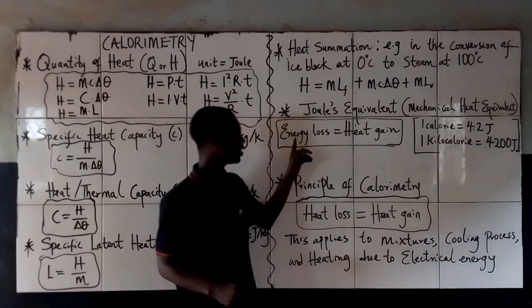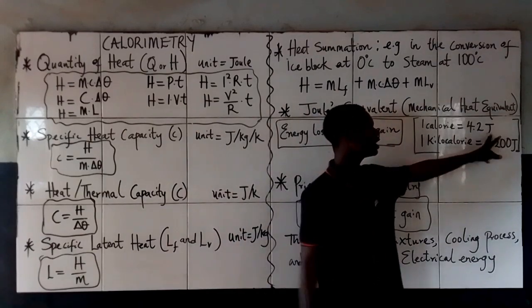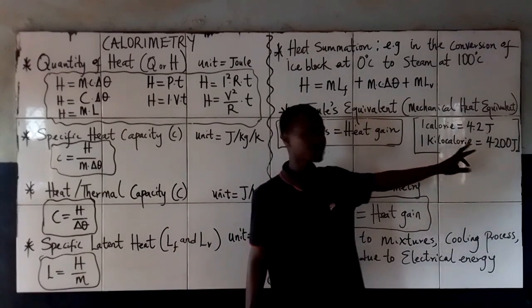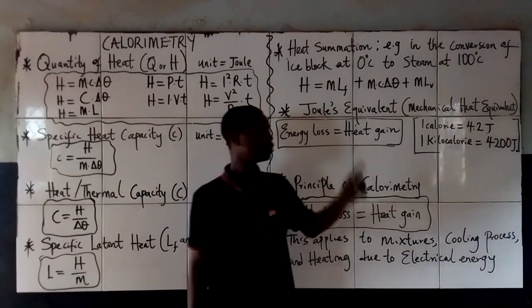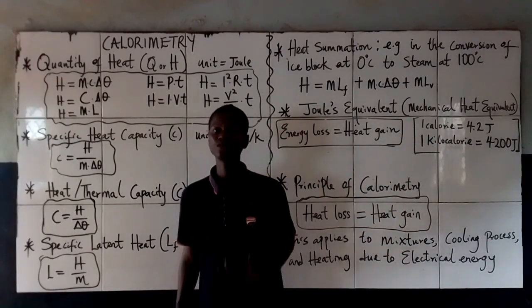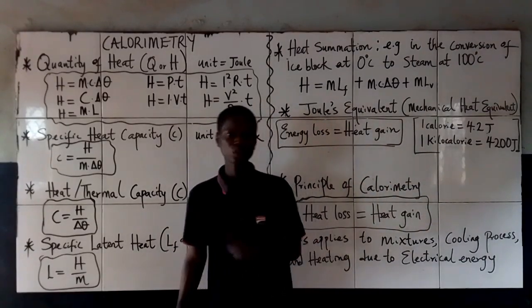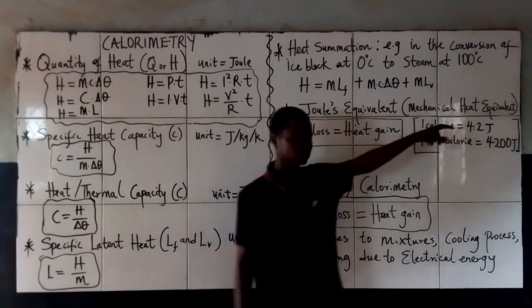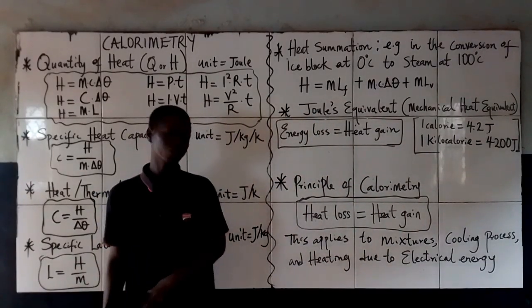Sometimes you might be asked to find the energy loss in calories. So after you have gotten your answer in joules, this is the conversion factor. 1 calorie is approximately equal to 4.2 joules. 1 kilocalorie, in case you were asked to find your answer in kilocalories, is equal to 4,200 joules. So take note of these two conversion factors. And that's all for Joule's equivalent.